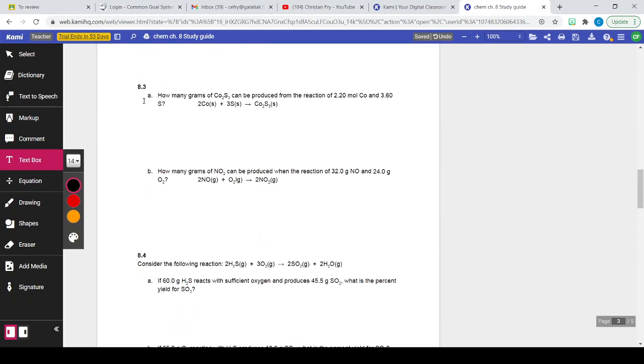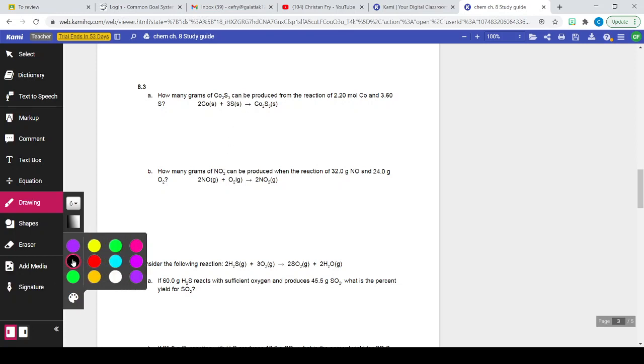All right, on 8.3, how many grams of CO2S3 can be produced from the reaction? So anytime you see how much can be produced and you have 2 numbers, that's asking you really what is limiting you. So it's like having 2 problems in one. Now it says how many grams. Okay, so we do have to do a 2-stepper because it's asking for grams. If it didn't ask for grams, we could just do a mole to mole and figure out how much we're going to make. Okay, so it's like having 2 problems in one.